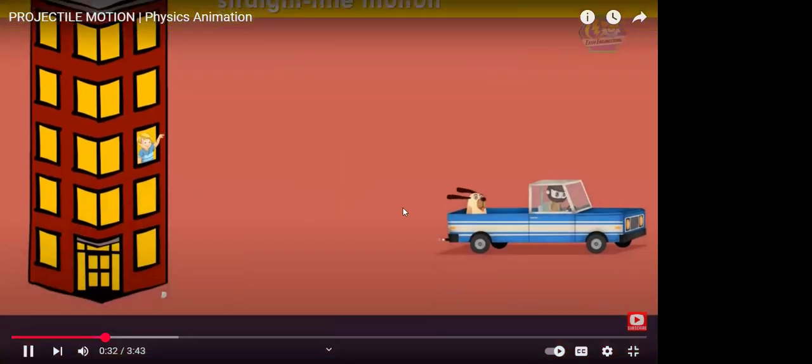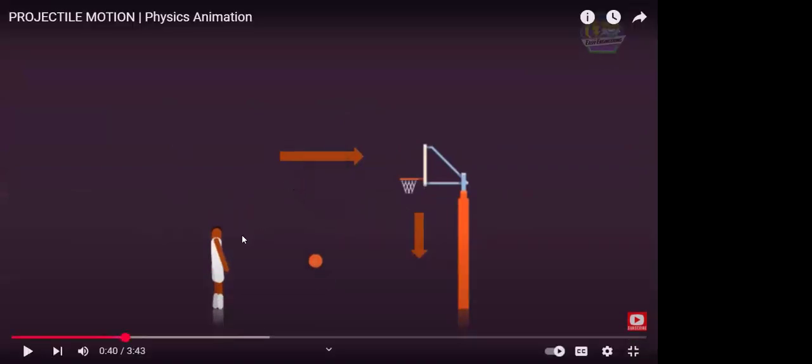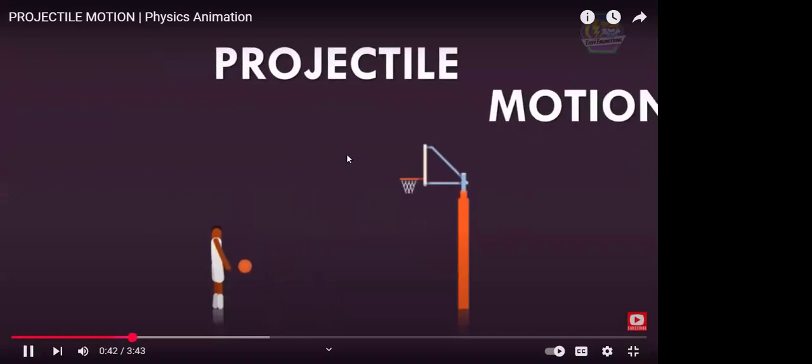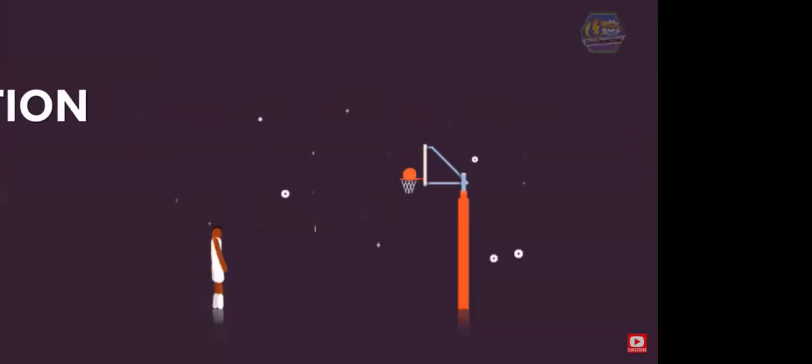But now how about if an object moves horizontally and vertically at the same time? Can you see? When he was projecting it, at one point it's moving horizontally, at another point it's coming vertical. So this is what we call two-dimensional, or projectile motion. In this video, we will learn the concept of projectile motion.